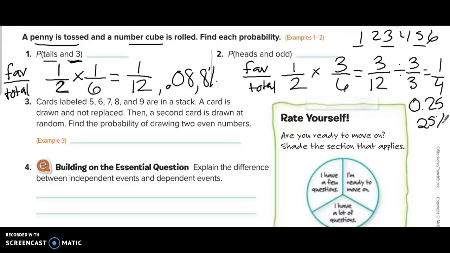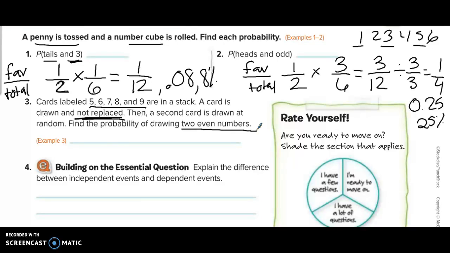Number 3, cards labeled 5, 6, 7, 8, and 9 are in a stack. A card is drawn and not replaced. Then a second card is drawn at random. Find the probability of drawing 2 even numbers. So this is dependent because I'm picking out a card and I'm not putting it back in, so that changes my probability.